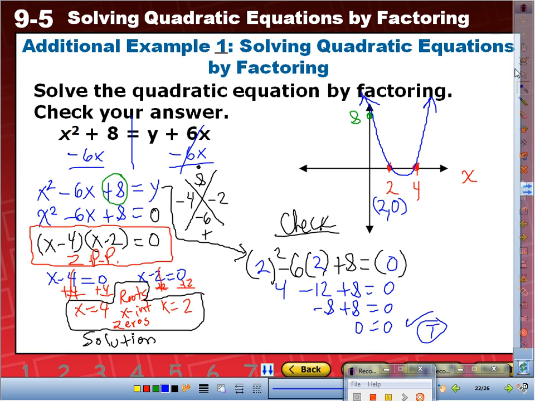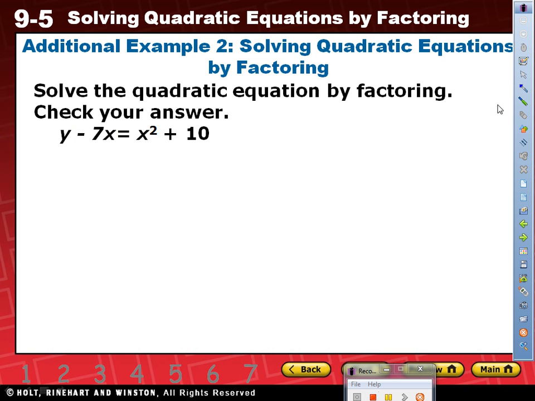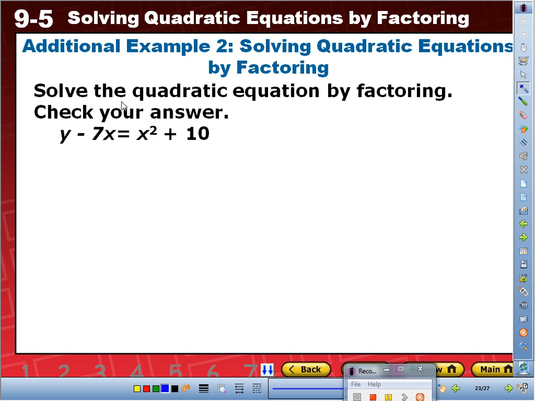Example number 2. Copy this down, please. You don't need the instructions anymore. You already have them written down. Just write example number 2. Example 2. And write y minus 7x equals x squared plus 10. Let's do this one together.